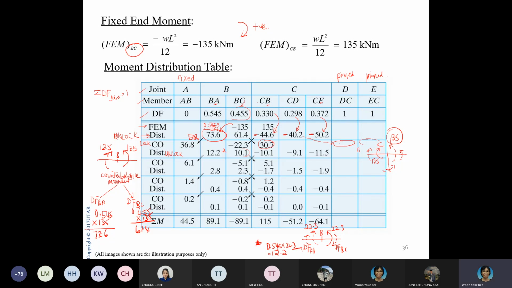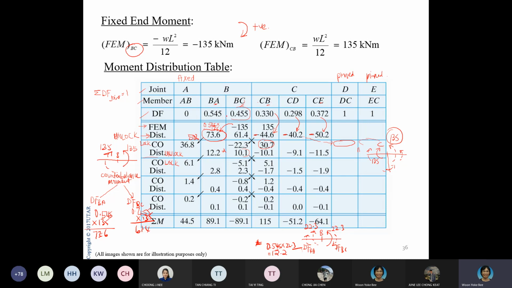And so on. Same with C. C is 30.7. Now it's clockwise, so you have to do it counterclockwise, so that's why you have all the negative values. And then when you lock it back, sometimes the reason why we draw this line is to say we are going to lock it back. And when you lock it back, that's when you carry over.